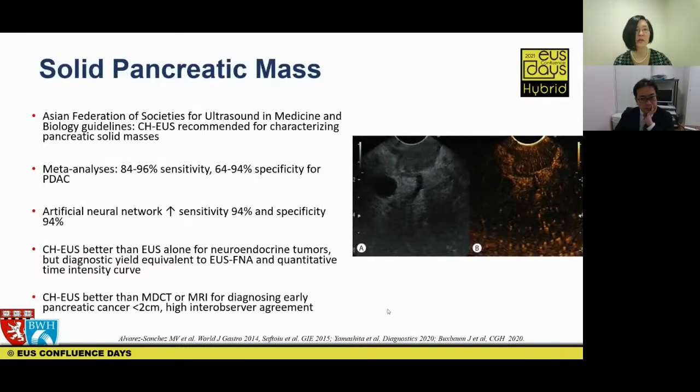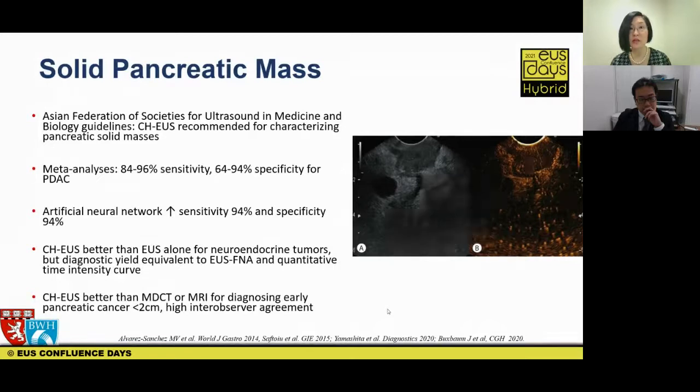So moving on to some clinical applications, we'll start with the pancreas again. And this year, the Asian Federation of Societies for Ultrasound in Medicine and Biology published guidelines where they recommended this for characterizing pancreatic solid masses because the data seems very positive. And a recent paper found that contrast harmonic EUS was better than EUS alone, in particular for diagnosing neuroendocrine tumors, but the diagnostic yield was similar to that of EUS-FNA. So in other words, it did not improve upon what we're already able to do with EUS-FNA.